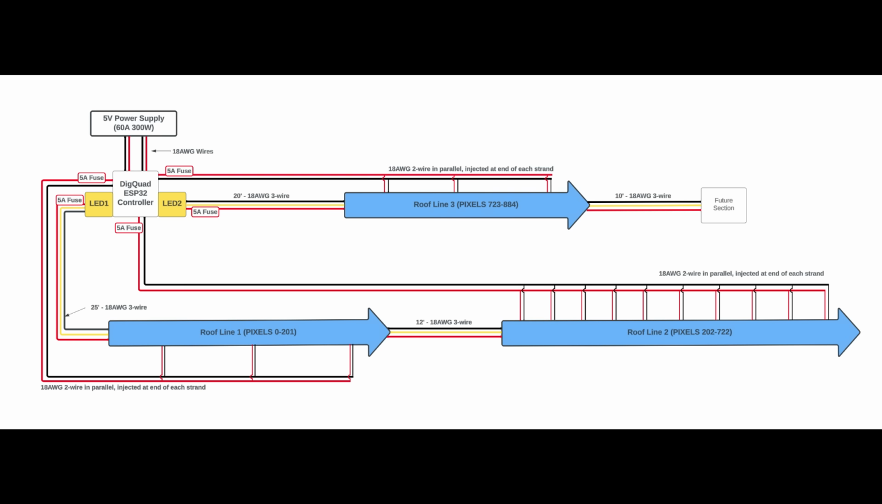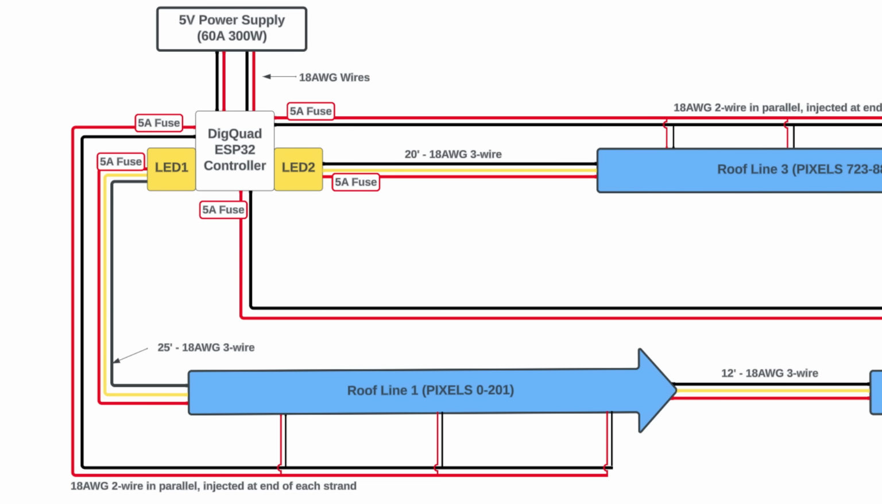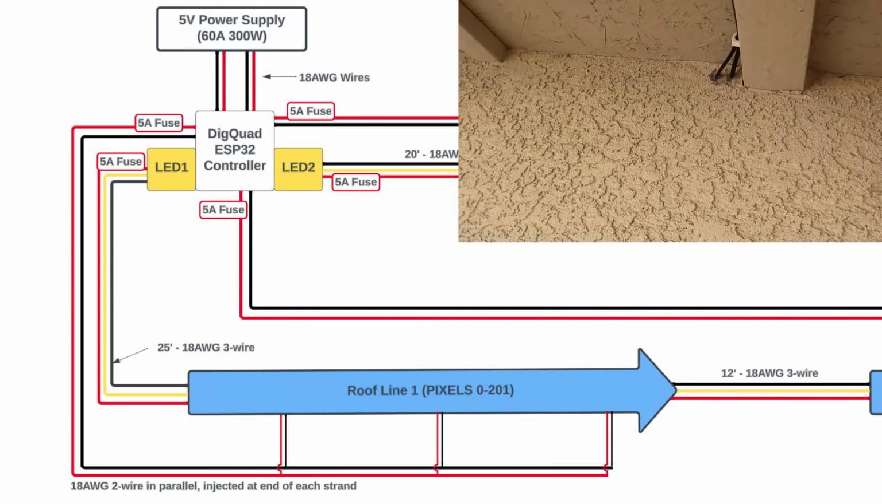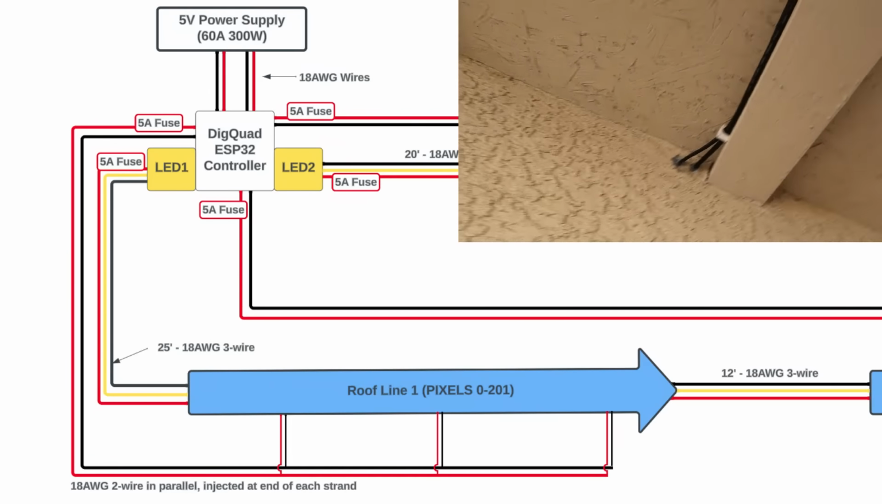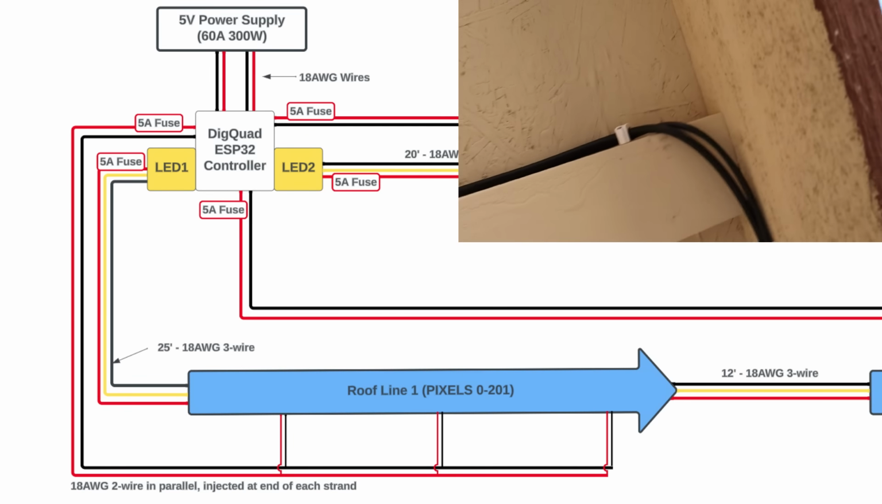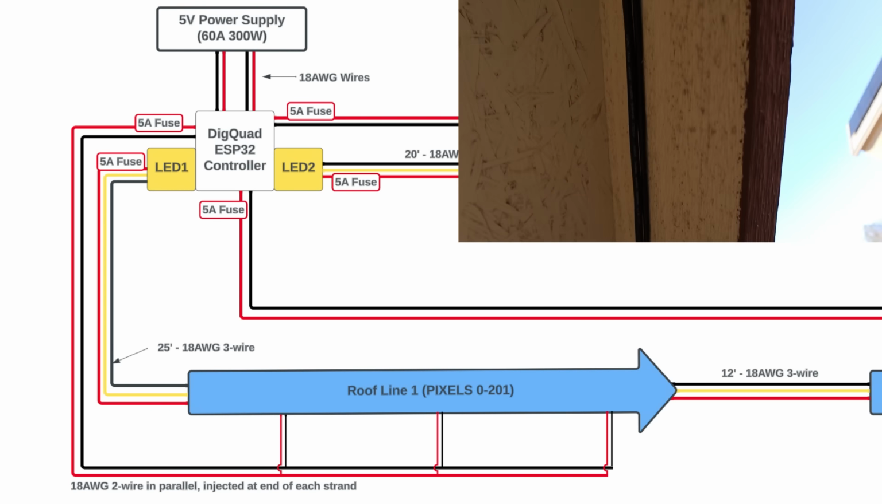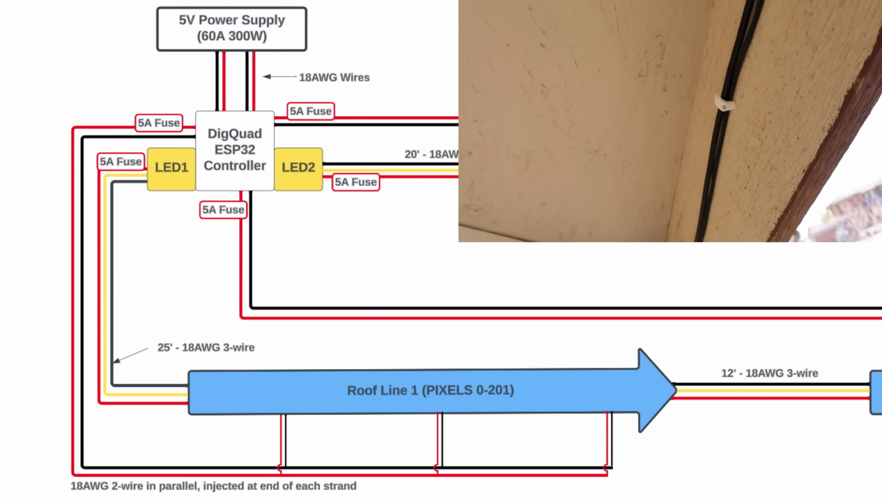So let's take a look at how I wired in the first segment coming off of LED 1. From LED 1 out to my first segment of pixels, I have about a 25-foot 18 gauge 3-wire run. That's just a positive, a negative, and then yellow is the data wire. So I have the data wire feeding in there. Now in parallel to that, I have a separate power injection line, off of a different fuse, running in parallel.